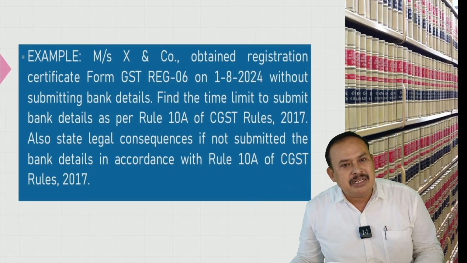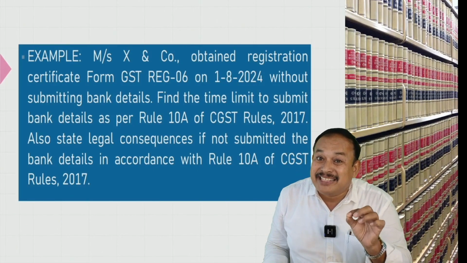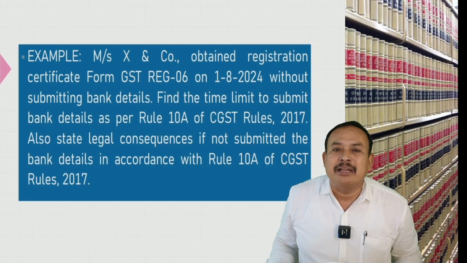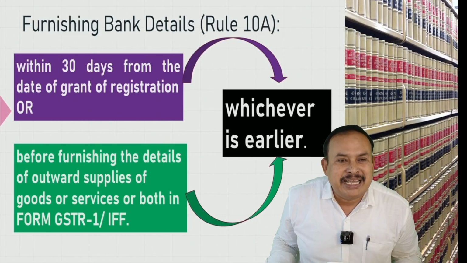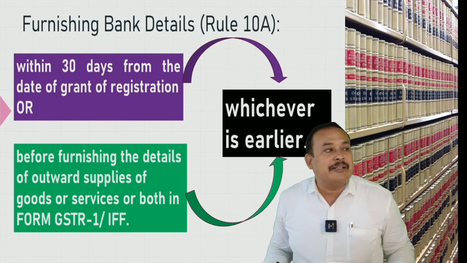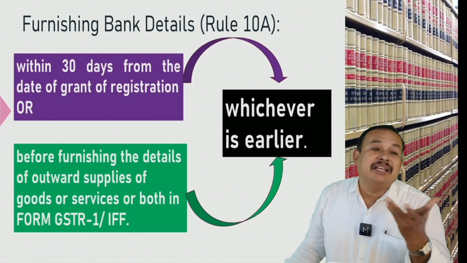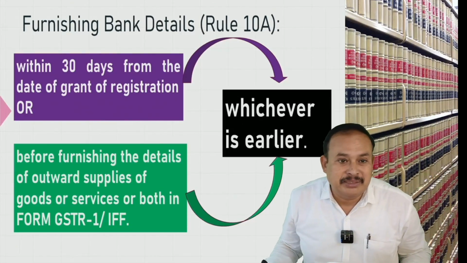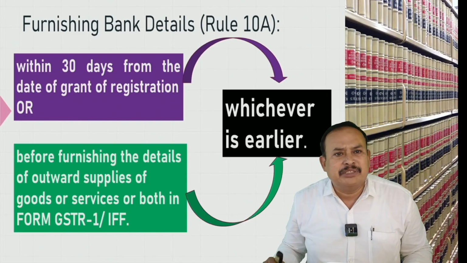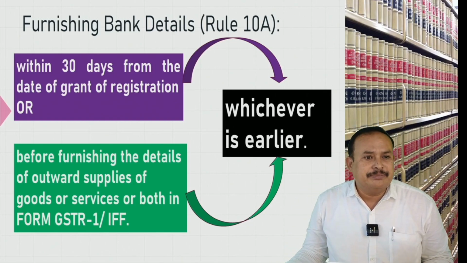From this, what do you understand? Submission of bank details is mandatory, but not warranted along with the application for registration. There is a time limit to submit the bank details. Tell me, 30 days from the date of granting registration, or what? The due date of furnishing the monthly return, GSTR-1. Monthly return or it may be a quarterly return, as the GSTR-1 return due date, whichever is earlier is the meaning of it.